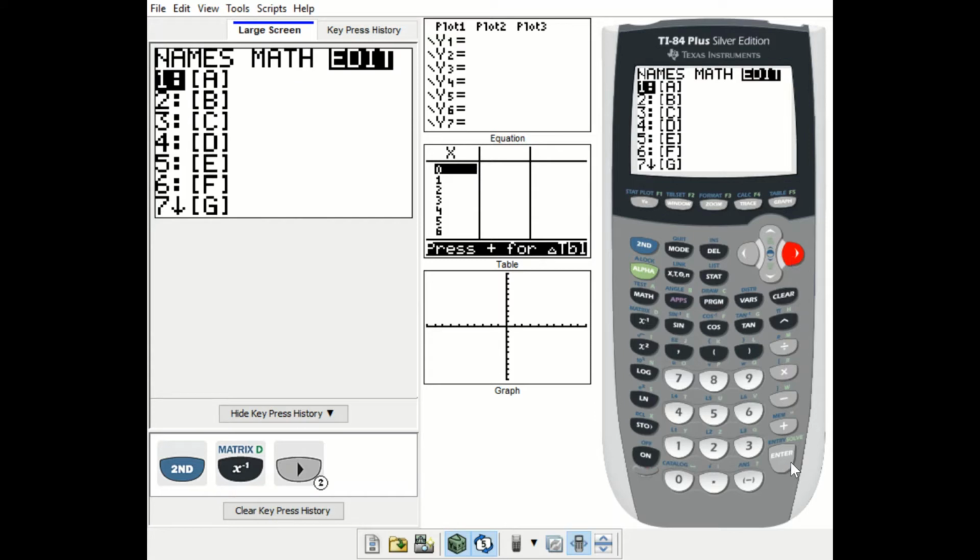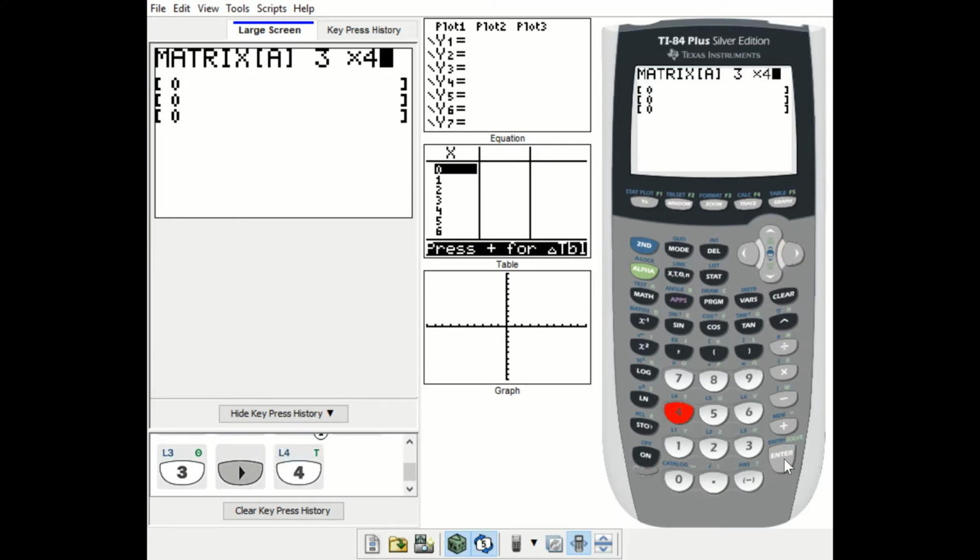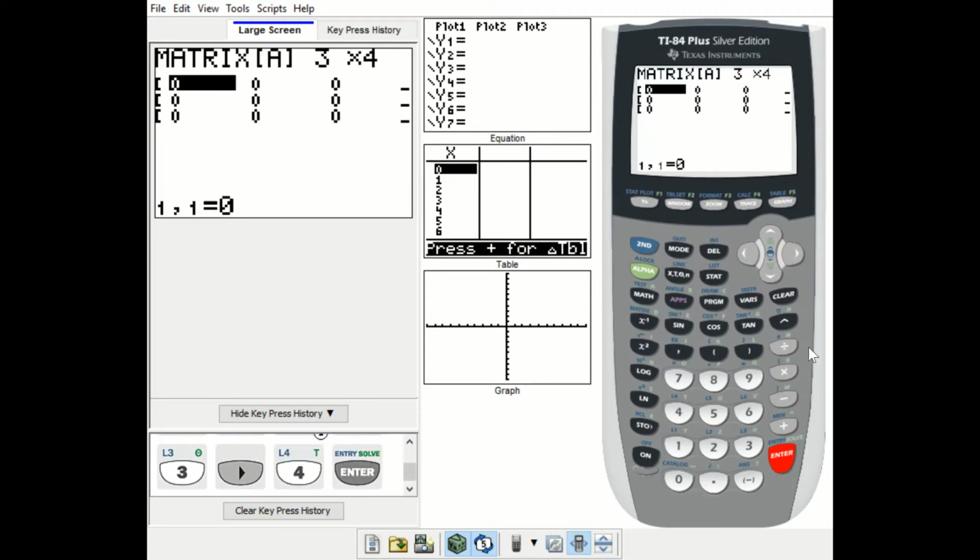So on matrix A, I'll hit enter. And I'm going to make a 3 by 4, 3 rows, 4 columns. So you go 3, enter, 4. And then we start putting in the numbers. So I'm going to put in these numbers here. 1, enter, 2, enter, 3, enter, 4, enter.